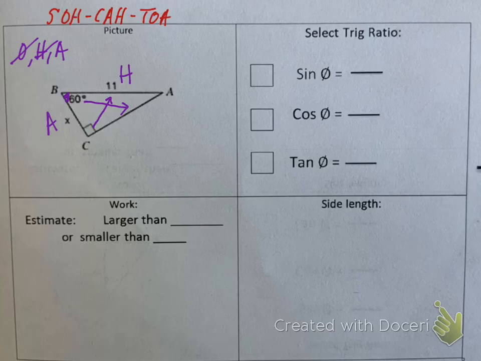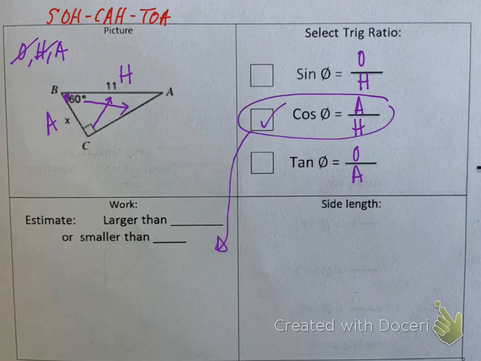So checking out the trig ratio we're going to use, sine is defined as opposite over hypotenuse, cosine is adjacent over hypotenuse, and tangent is opposite over adjacent. So because I see an A and an H, we're going to be using the cosine ratio. So here's our equation that we're going to be using. Deciding our estimate, let's see. We're given the hypotenuse, which is 11, and we're trying to find x. So since the hypotenuse has to be the longest side, I know that x has to be less than 11. So let's plug in from the picture.